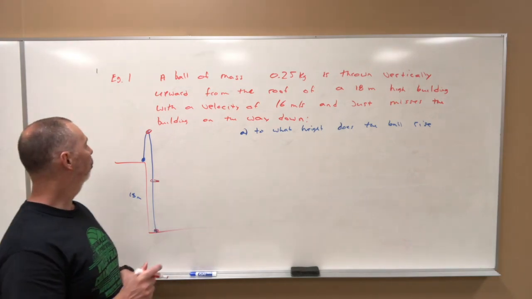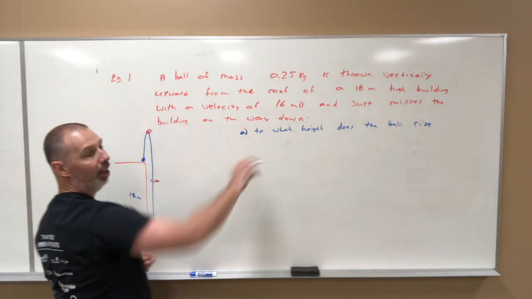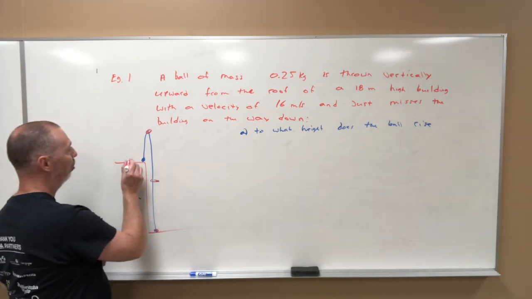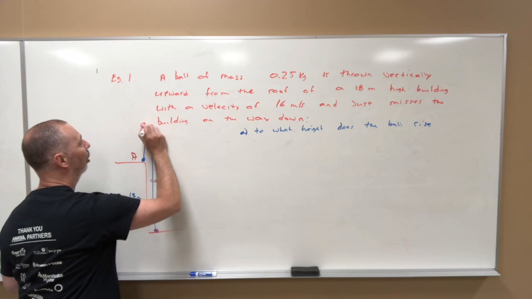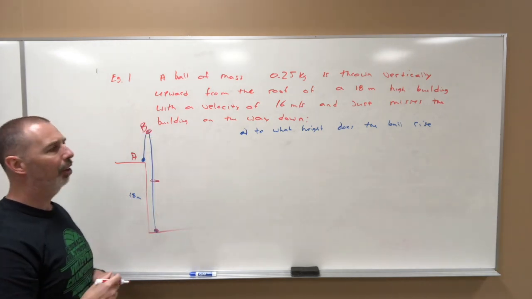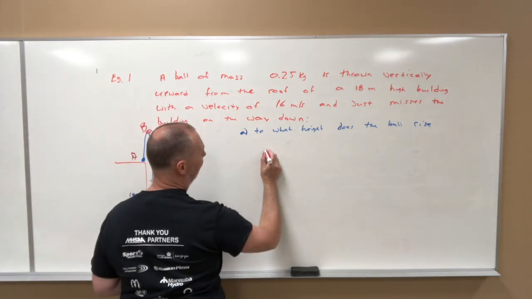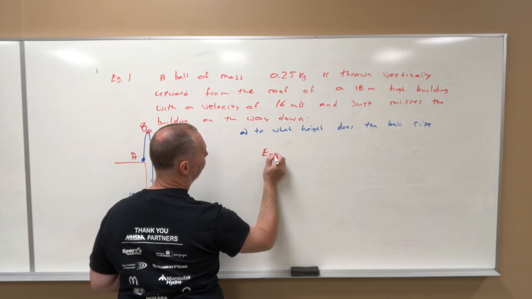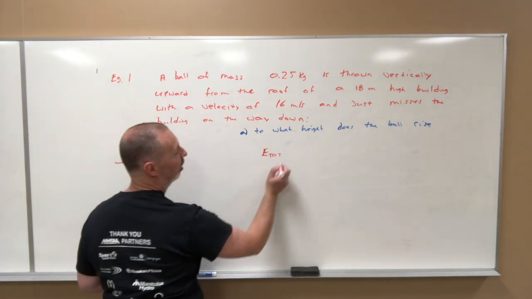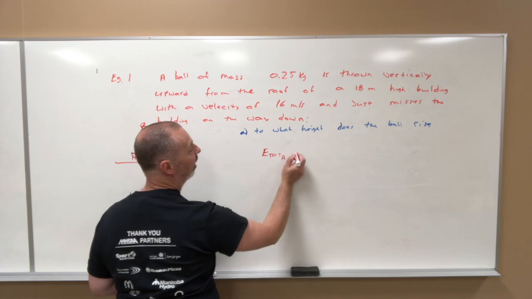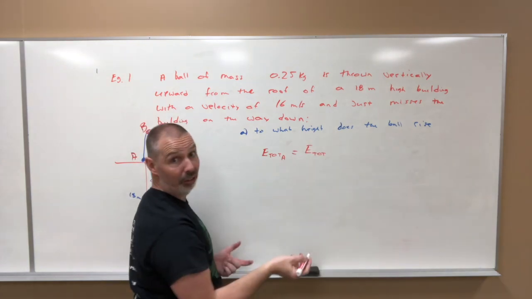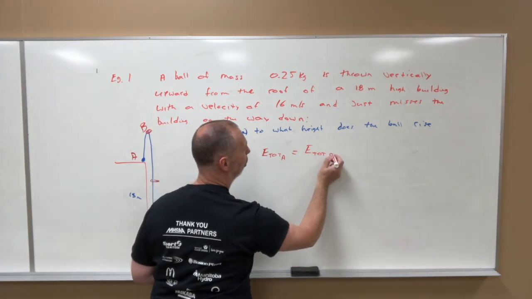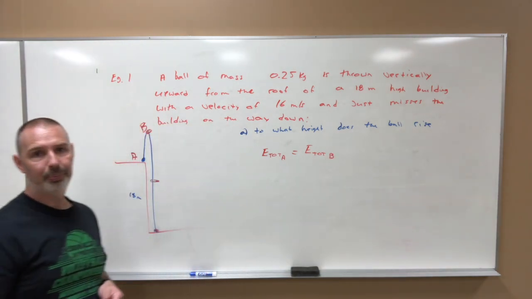And so because we want, in this first question, to know to what height the ball rises, we have a starting point. I'm going to call that starting point A, and I'm going to call our highest point here B. We're always going to have a total amount of energy, and that total amount of energy at A has to equal the total amount of energy anywhere in this system, but for this case, we're going to look at point B.